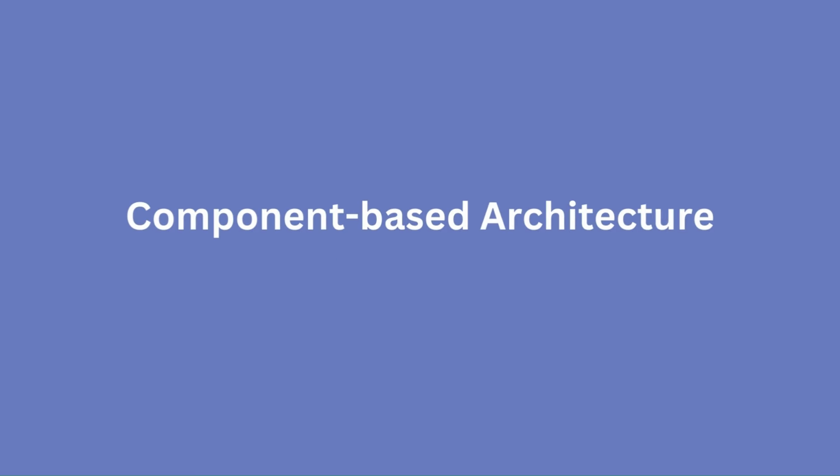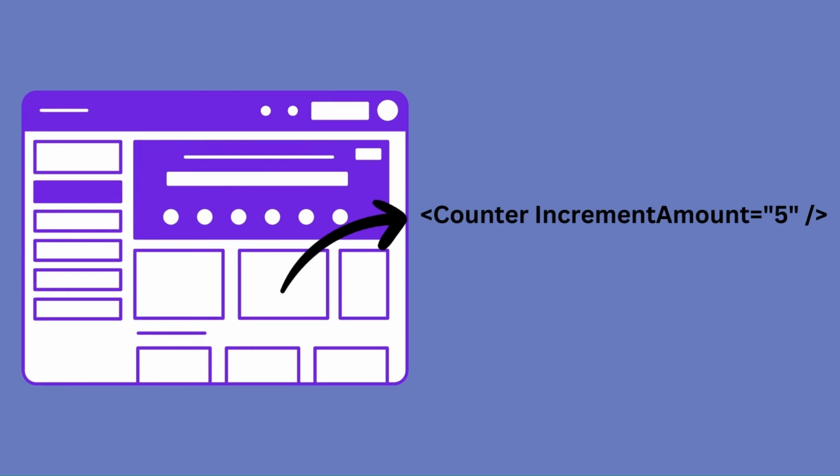A key feature of Blazor is its component-based architecture. A Blazor component is a usable piece of web UI that encapsulates both its rendering and UI event handling logic. You can create your own components, but Blazor also provides many built-in components for many different use cases.